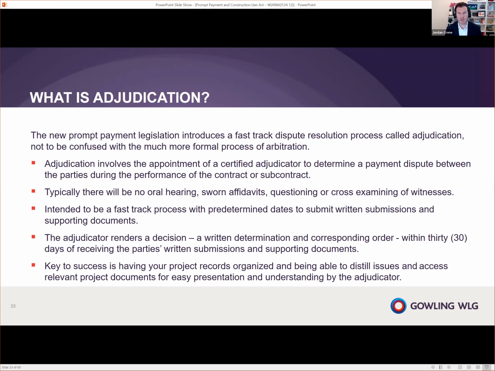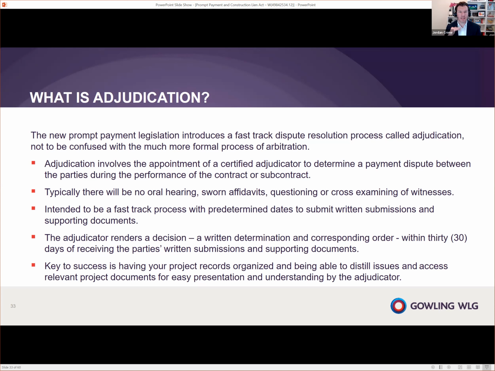The adjudication process will not involve an oral hearing, sworn affidavits, questioning, or cross-examination of witnesses. The only thing we're going to have is submission of written remarks or written submissions and supporting documents. There's no attending in person. And what that means is by just submitting written documents to the adjudicator, this can be done very quickly. And we'll look at the timelines on the next slide, but effectively you will go from submitting all of the written submissions to the adjudicator to a written decision by the adjudicator in 30 days.